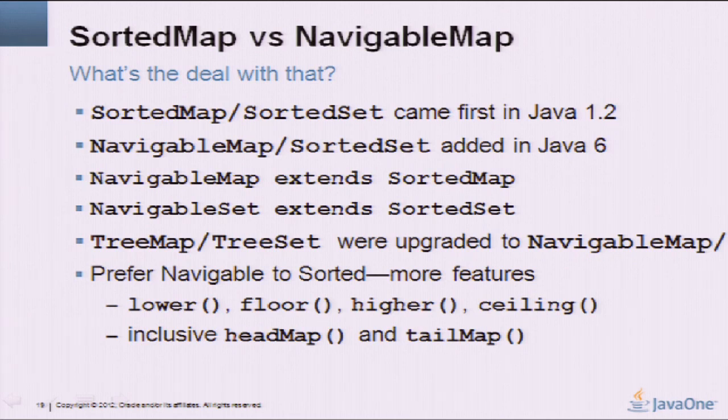And again, because the existing classes were upgraded, there's no reason not to use navigable map in all cases. Unless you're still having to maintain compatibility with Java 5, you might as well use navigable map in Java 6 and later. And you'll probably find that you can get rid of some crufty iteration code that was effectively doing things like lower and inclusive head map and tail map in the old sorted set interface.